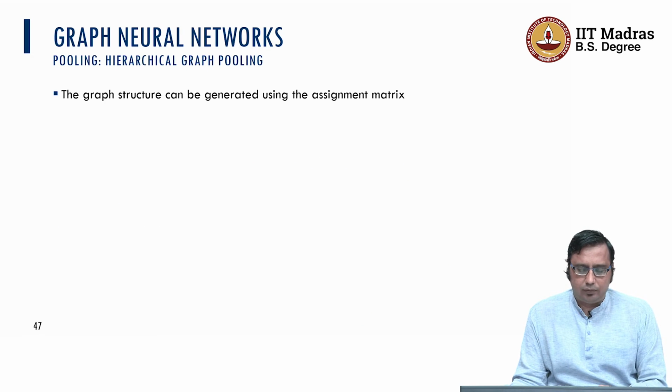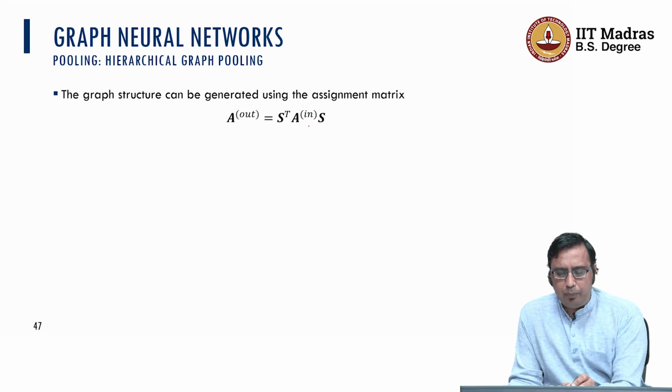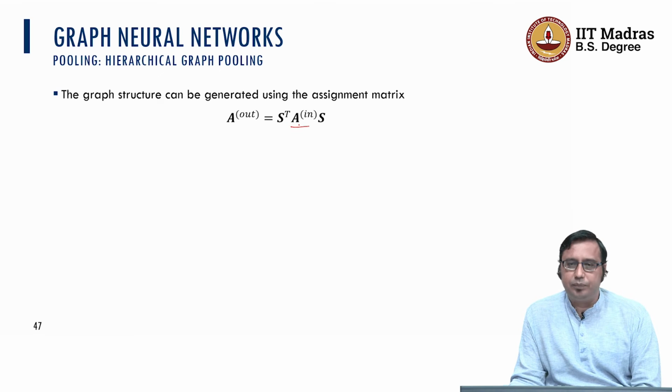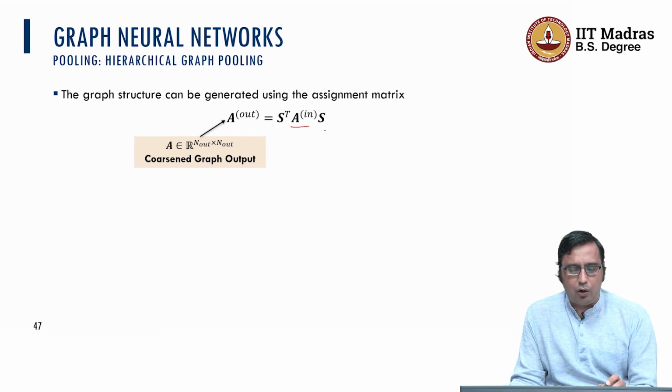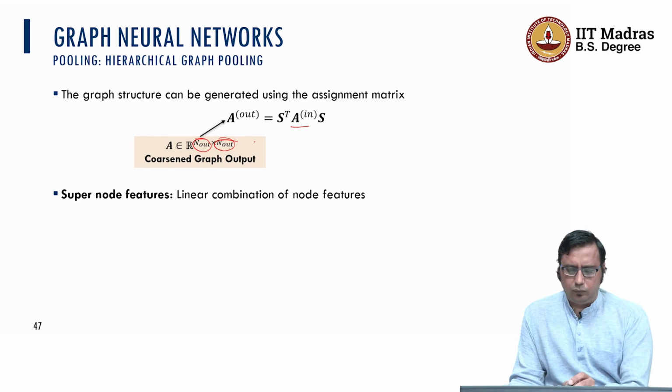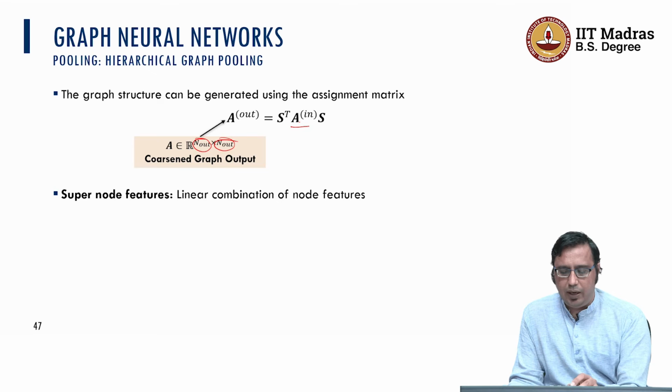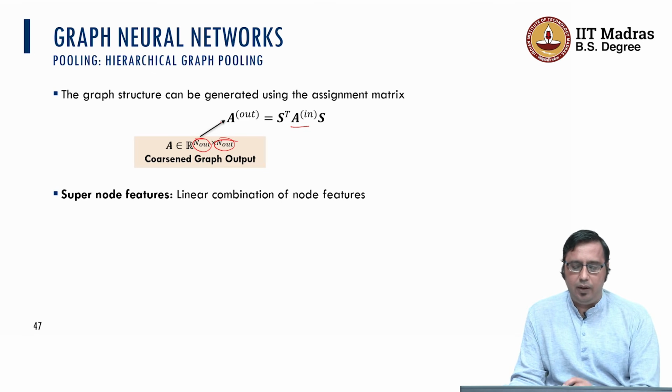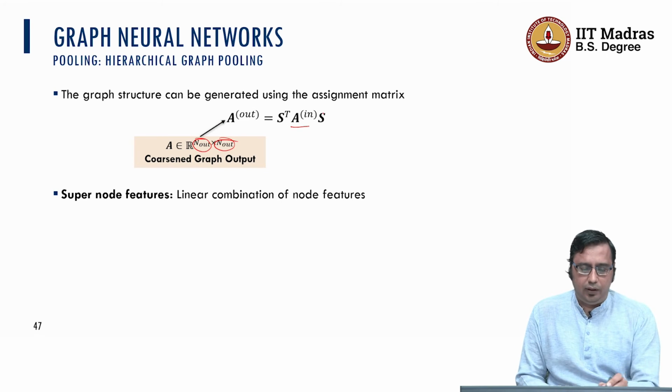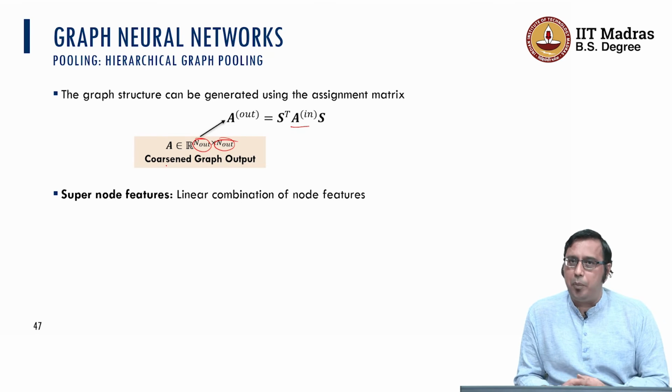Now with this information, the next step is to generate a graph structure using the assignment matrix. So we take the input graph structure A_in, and pre-multiply and post-multiply to get a coarsened graph output A_out of dimension N_out cross N_out. This is a simple operation: S transpose A_in S leads us to A_out. Our assignment matrix will ensure that we have clustered nodes into a set of supernodes appropriately.